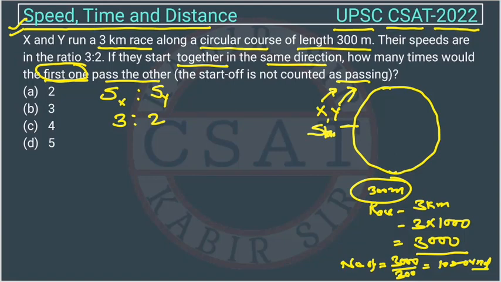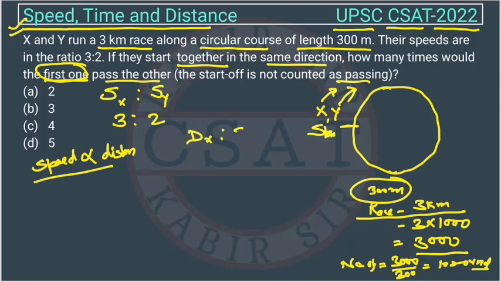So how many times will they meet, or one pass the other, in a race of 3 kilometers? So this is a question. We know that speed is directly proportional to distance if time is constant. So their distances will also be in the ratio of their speeds, which is 3:2. Everybody has noted that their distances will be in the ratio of 3:2.